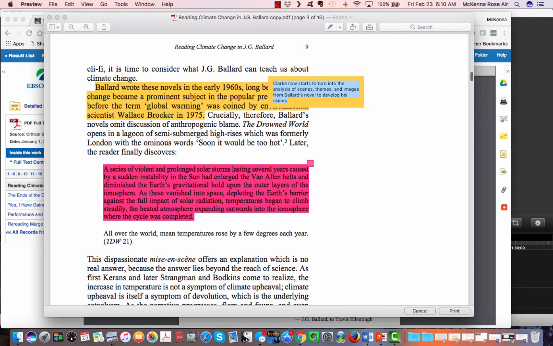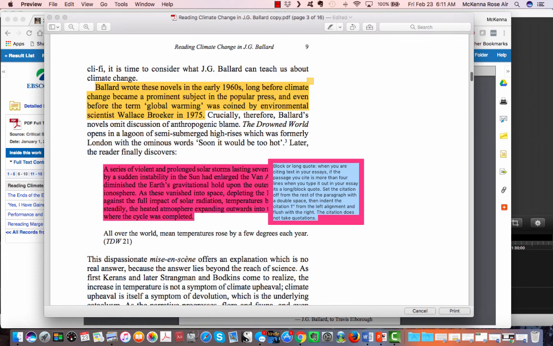All right, just as a side note here, this chunk of text that I've highlighted in pink is an example of a block or long quote. So when you're writing your essay and when you're citing texts, if the passage you cite is more than 4 typed lines in your essay, it qualifies as a long or block quotation.